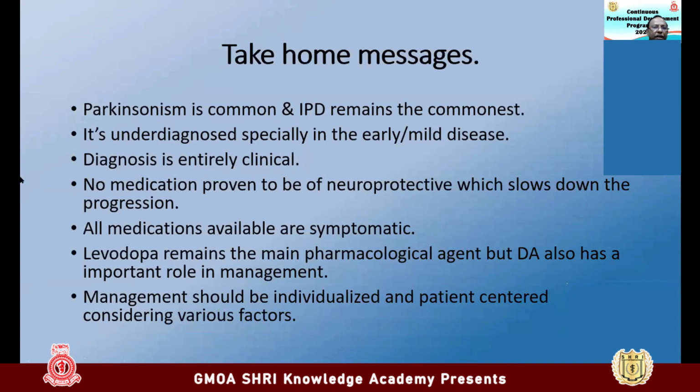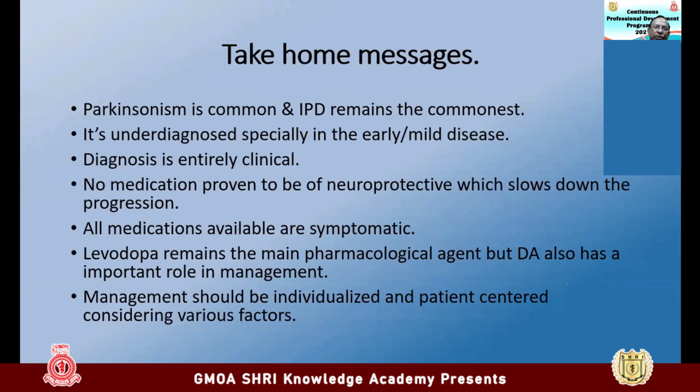Okay. So finally, I'm coming to the end of my talk. What are the take-home messages I want to give you? Parkinson's is very common. The issue is that we don't diagnose early. Importantly, idiopathic Parkinson's disease is the commonest. Unfortunately, it is very underdiagnosed, especially in early and mild disease. There is no point in diagnosing a patient after 5 years of illness. Any person could diagnose a very severe tremor.